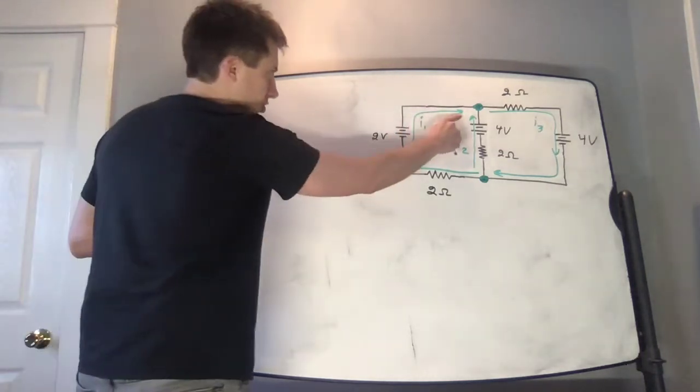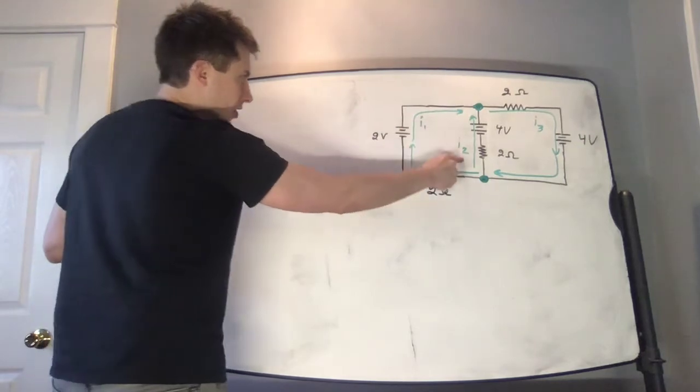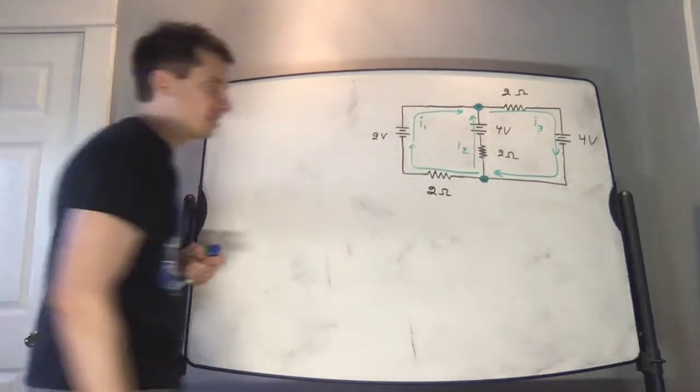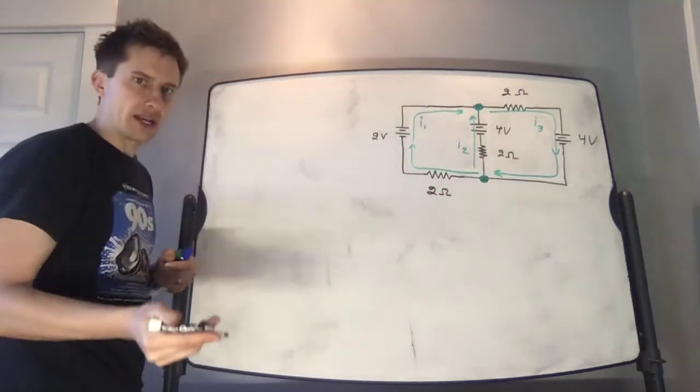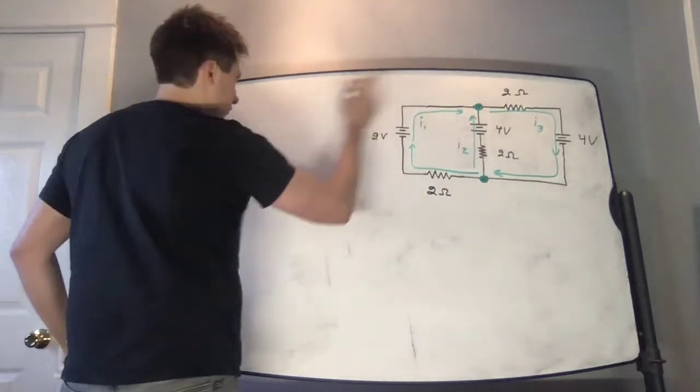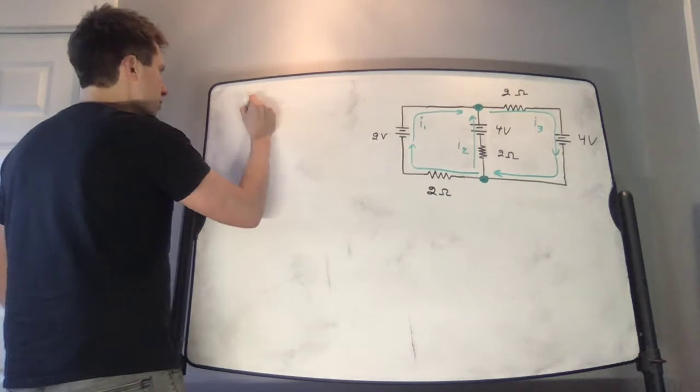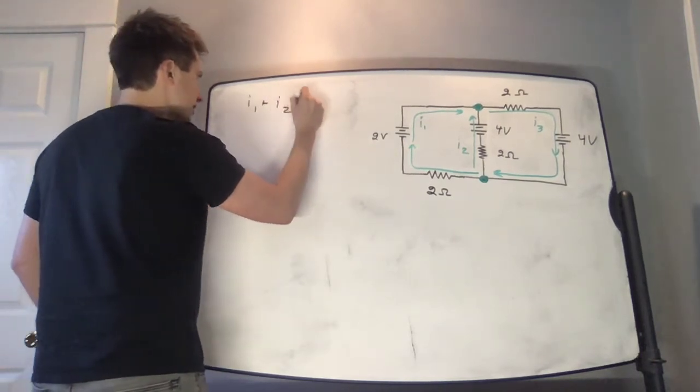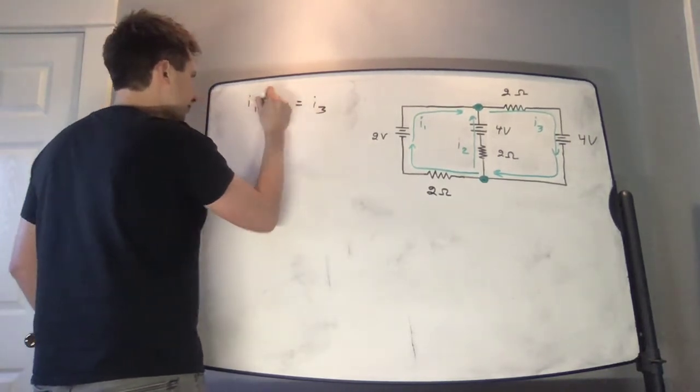Looking at this top junction, I see currents I1 and I2 are flowing into it, and current I3 is flowing out of it. So applying the junction rule to the junction over here, I could write I1 plus I2 is equal to I3.